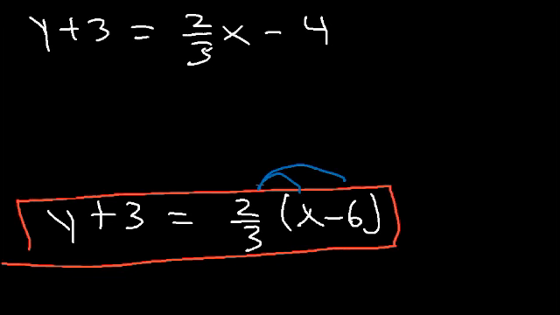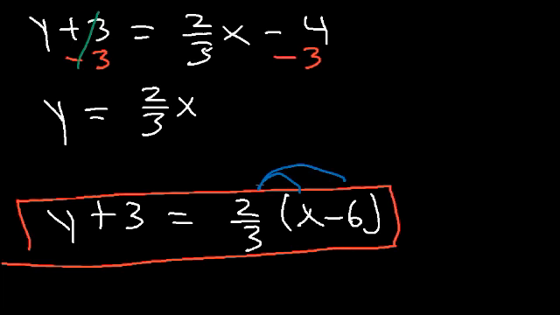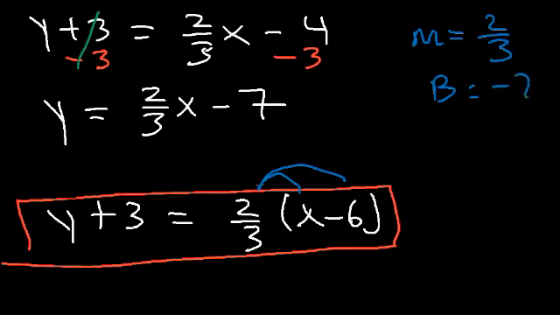So now the last thing that we need to do to put it in slope-intercept form is we need to subtract both sides by 3. So the equation is y is equal to 2 over 3x minus 7. So we could see that the slope is still 2 over 3. And we can see that the y-intercept is negative 7.